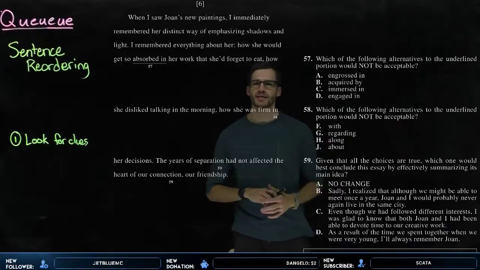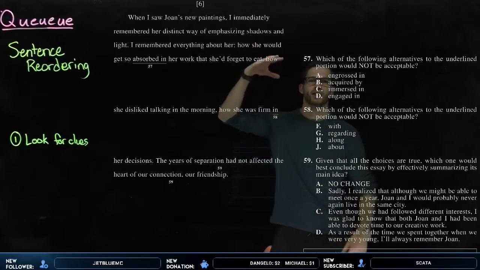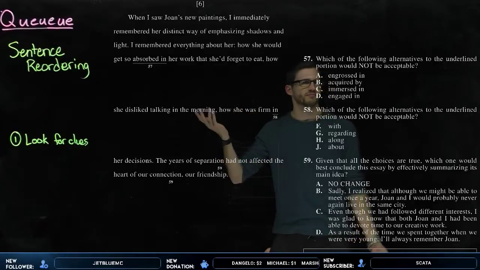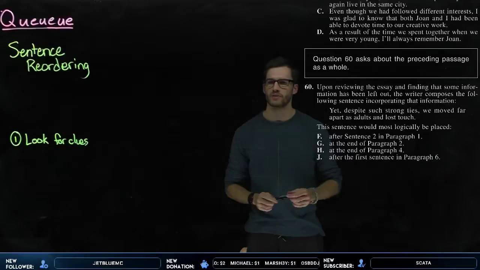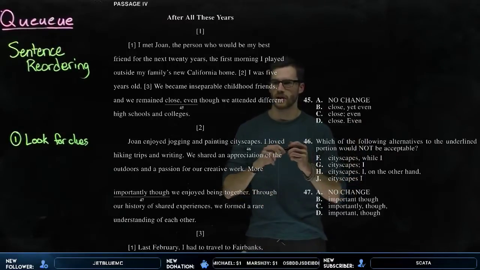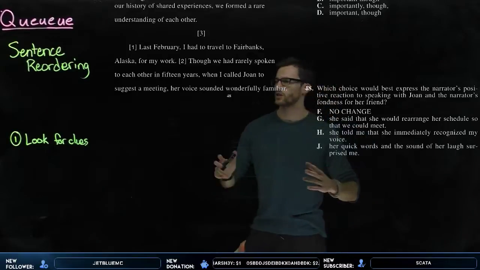I don't like that. It seems like after going through this passage very quickly, there was the childhood part and then there was the being adults and dealing with art part. Therefore, I think it should go at the end of paragraph two. Childhood and then adulthood. Yeah. Anybody have any questions on that?